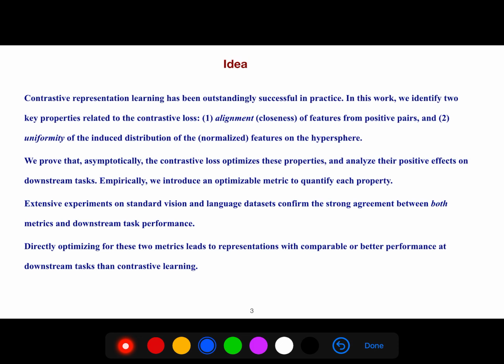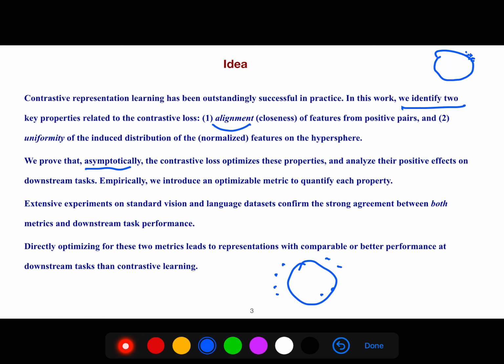Contrastive representation learning has been outstandingly successful, and we identified two key properties related to the contrastive loss. One of them is alignment, which is closeness of features from positive pairs. They want them to be very close to each other. And the second one is uniformity, the uniformity of the induced distribution of normalized features on the hypersphere. And we proved that asymptotically, the contrastive loss optimizes these properties and analyzed their positive effects on downstream tasks.